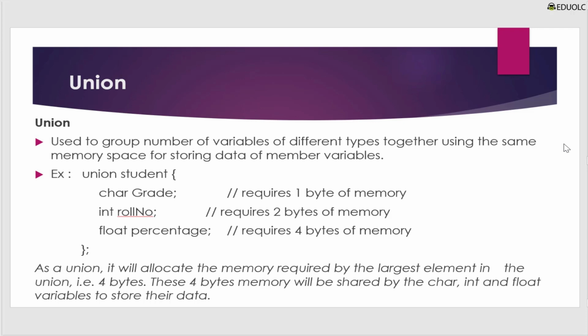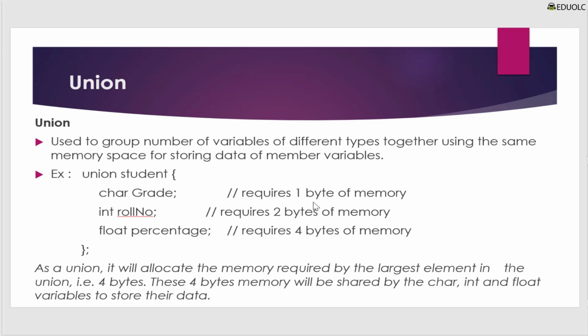Now, the difference is that the union uses the same memory space for every variable that it has. For example, here we have a student variable declared, and this union of student created. Just like the structure, we have char, int, and float, that is different types of data, as a part of the union data type. The char variable will require only 1 byte of memory, and roll number will require 2 bytes because it is an integer variable, and the float type will require 4 bytes of memory to store its data.